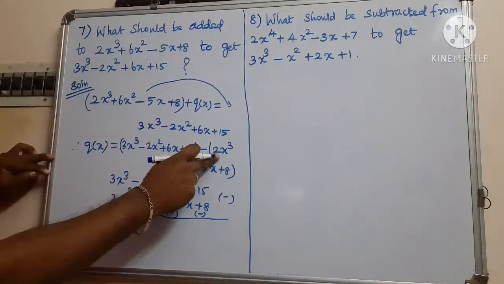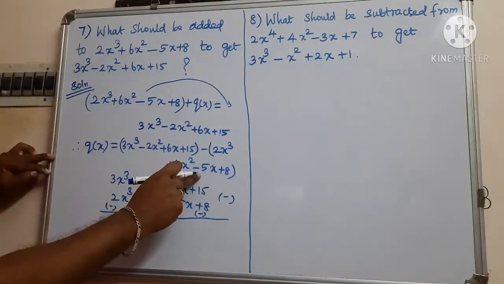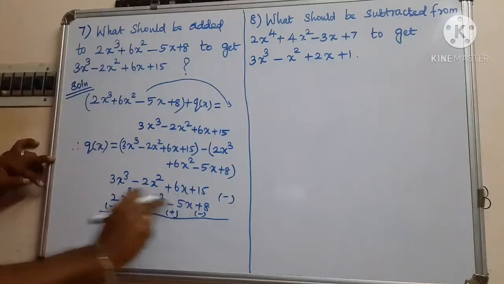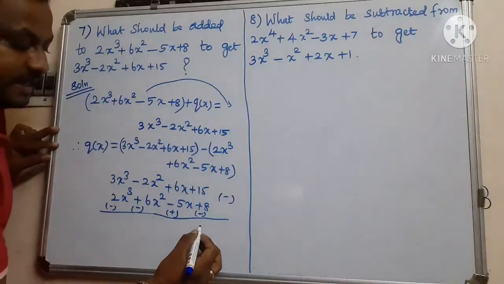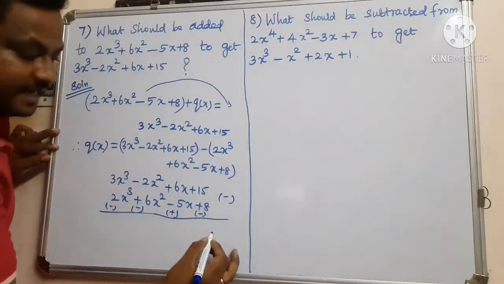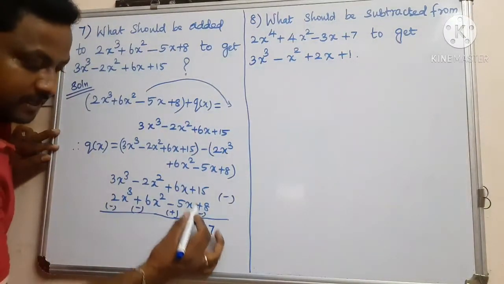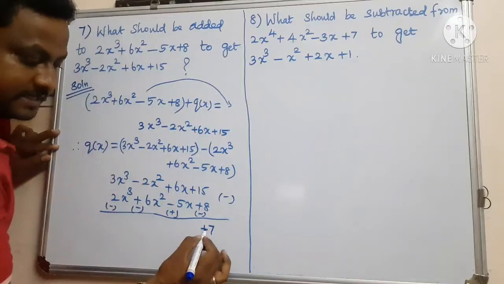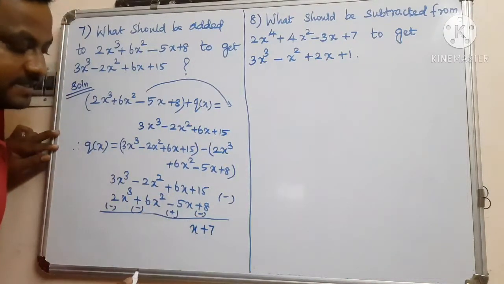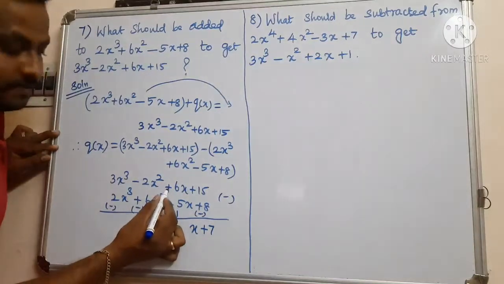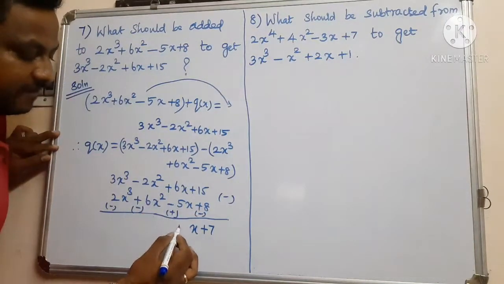So minus 2x, minus 6x, minus into minus plus 5x, minus 8. That is only we have to change the symbol. Now 15 minus 8 is equal to 7. Highest number symbol is plus. X is a common variable, so x. 5 plus 6, both are positive symbol, so 5 plus 6 is 11.